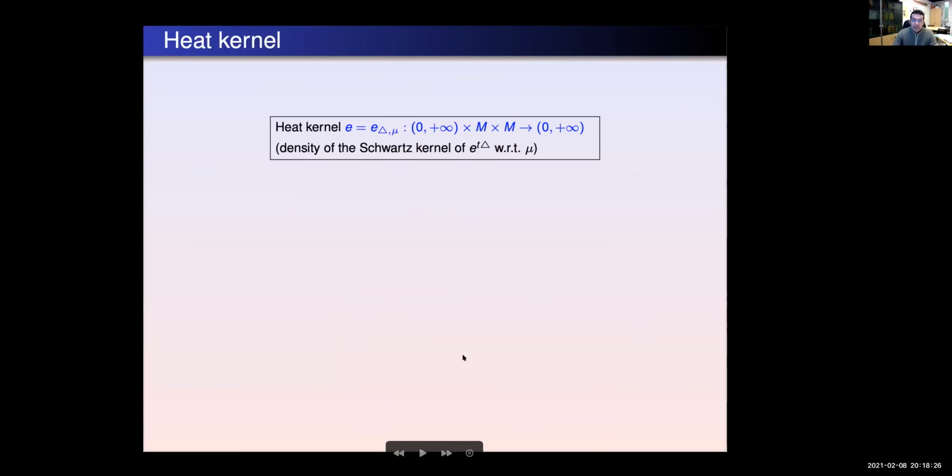Okay, so now we have our operator delta, we have a measure mu, so we can define the associated heat kernel. The heat kernel is, as usual, the density of the Schwartz kernel of the semigroup generated by delta with respect to the measure mu.